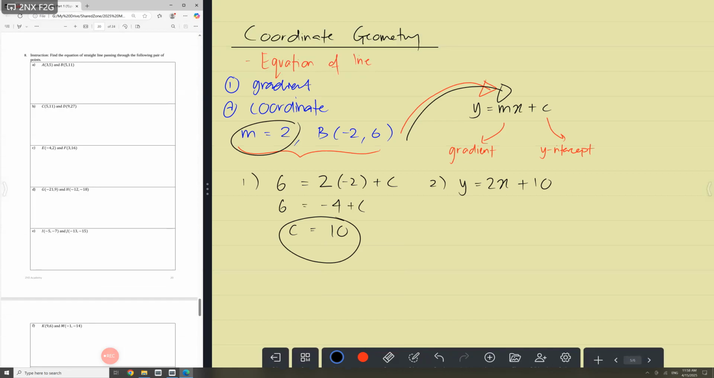So try to find the equation of a straight line. Go and do your homework, your assignment, and this is going to be quite simple.